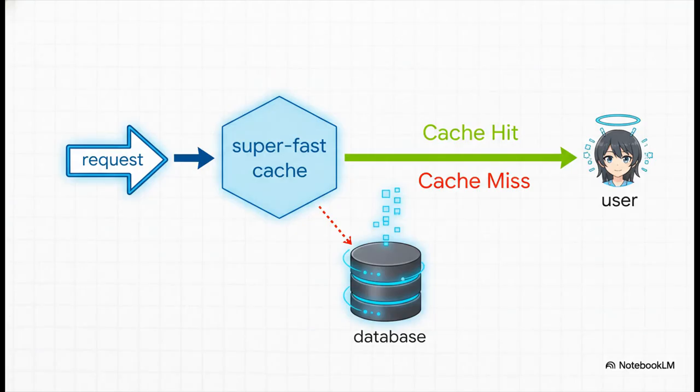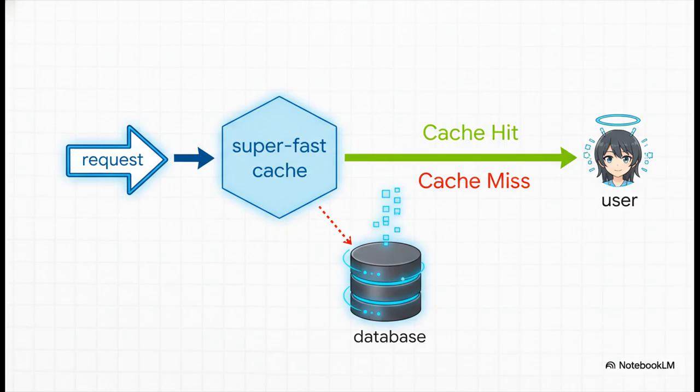So what's the solution? Caching. It's the classic answer for any read-heavy system. We can stick a super fast in-memory cache, something like Redis, right in front of our database. The flow becomes really simple. A request comes in, we check the cache first. If the answer is there, that's a cache hit. We send it back immediately.